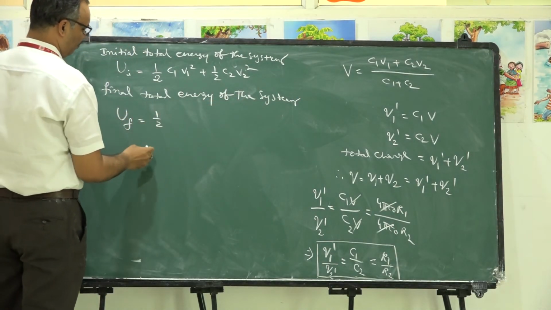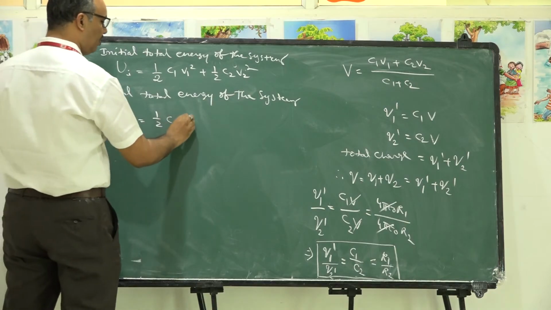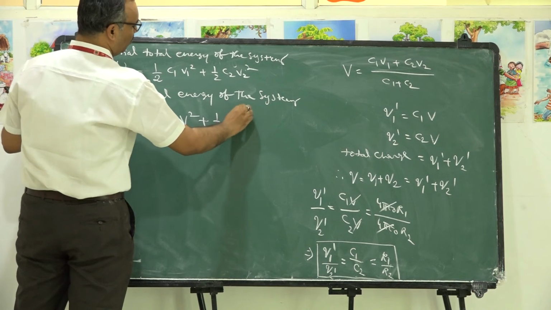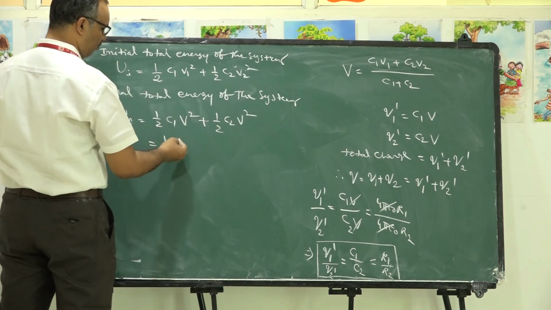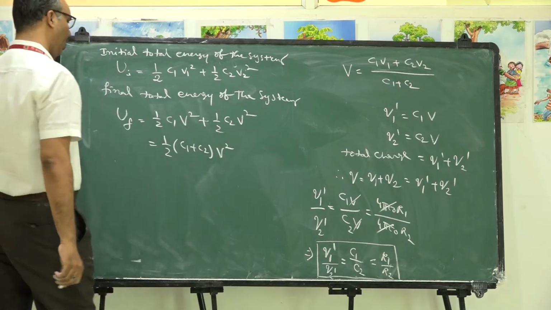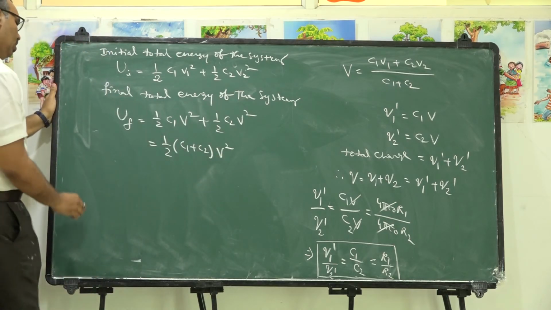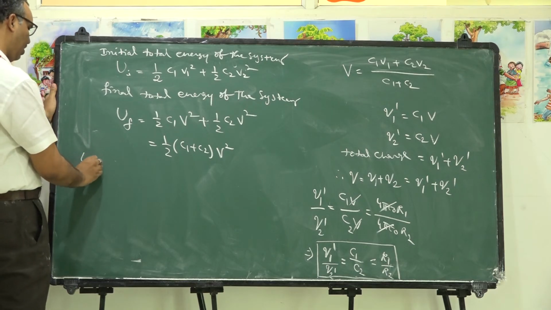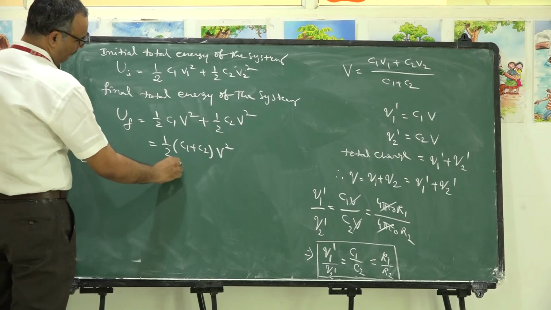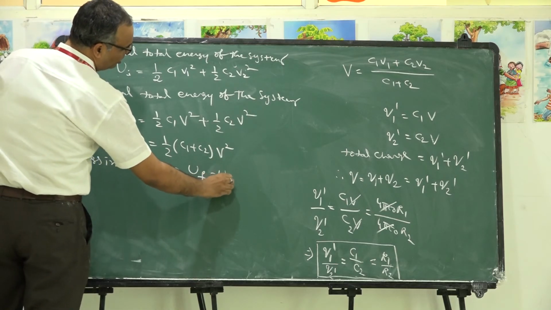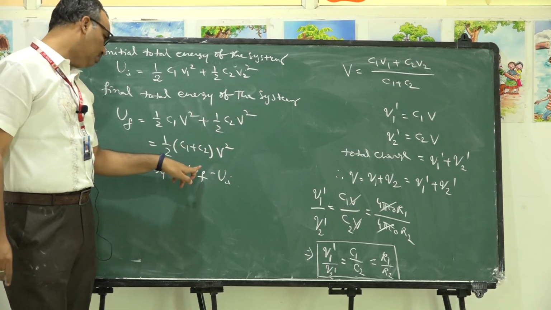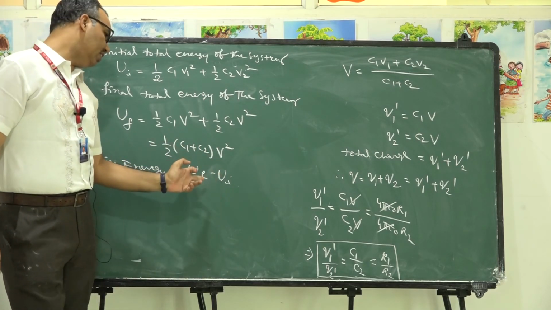UF is equal to, capacity is not going to change, but it is going to get a common potential V. Even the second one is also getting a common potential V. So you can write half into C1 plus C2 into V square as final energy. So we need loss in energy. That means energy final minus energy initial. Obviously we will get a negative sign here. Some energy is lost. That means final energy is less than initial energy.